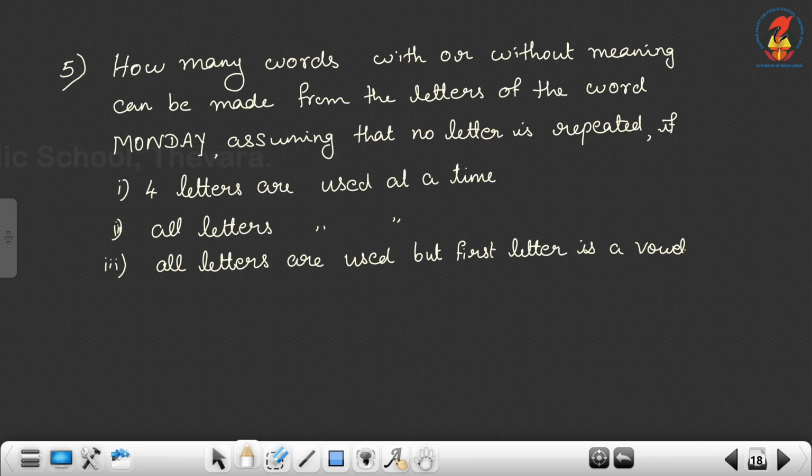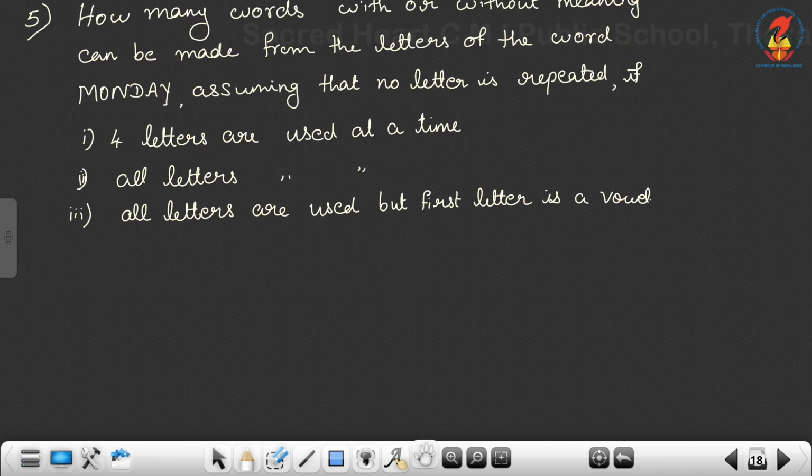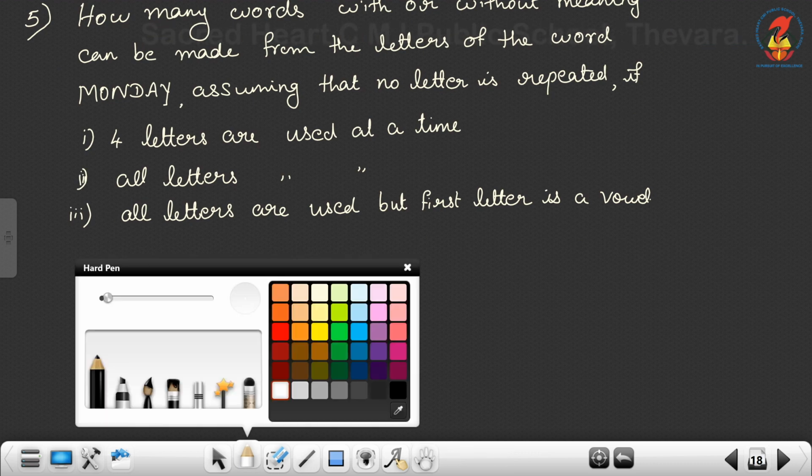Next one. How many words with or without meaning can be made from the letters of the word Monday, assuming that no letter is repeated, if first, 4 letters are used at a time; second, all letters are used at a time; third, all letters are used but the first letter is a vowel. So the word given is Monday.